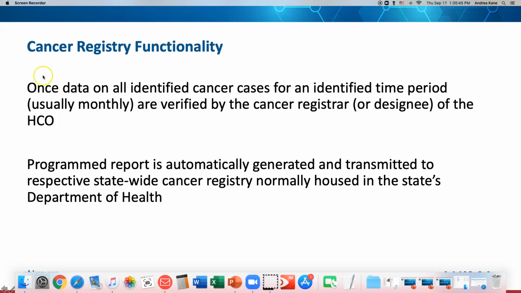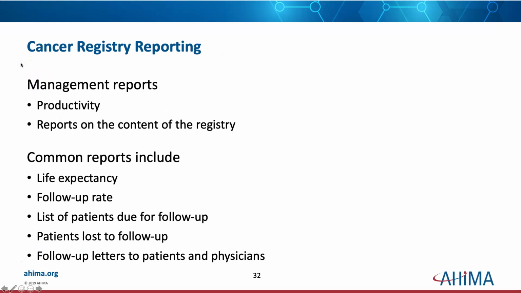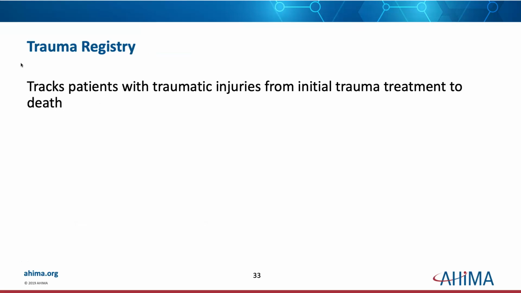Okay, and let's see here. So there are management reports looking at productivity, and reports on the contents of the registry. Some common reports that are usually pre-programmed include life expectancy, follow-up rate, list of patients due for follow-up, patients lost to follow-up, and follow-up letters to patients and physicians.